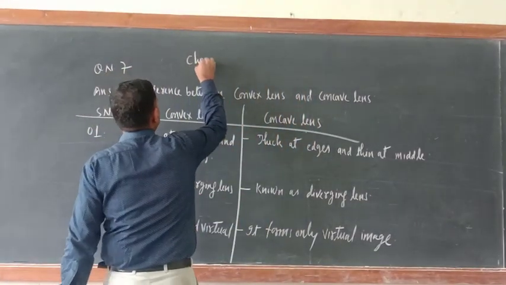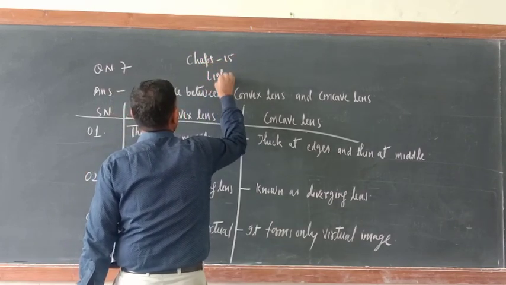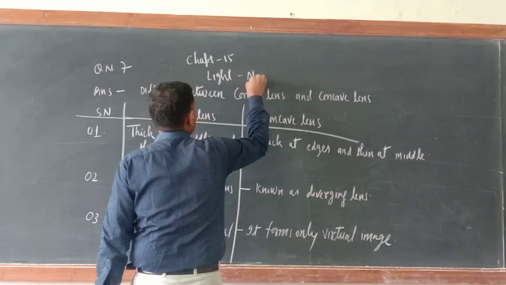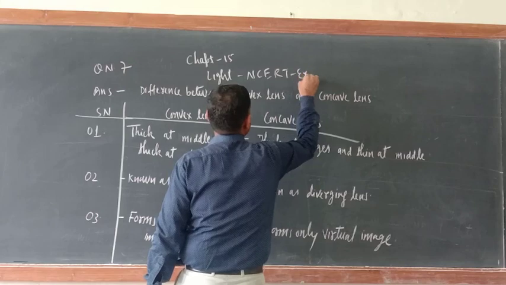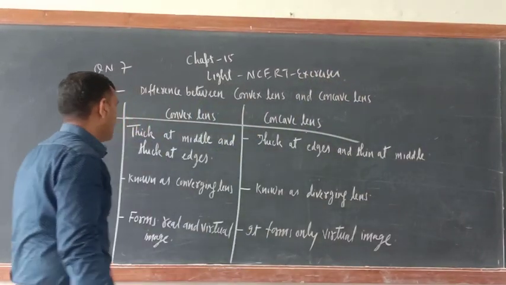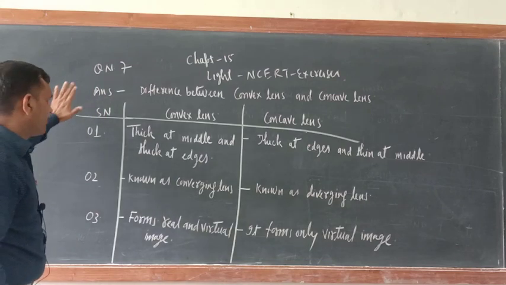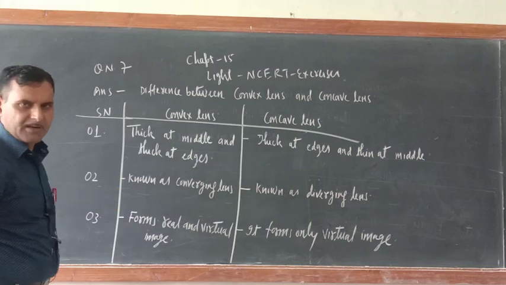Chapter number 15. Chapter name is Light. NCERT exercises. Till question number 6 I have already completed. Now question number 7. Write the difference between convex lens and concave lens.